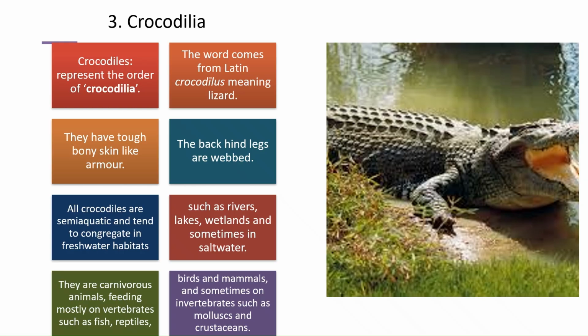Crocodilia. Crocodiles represent the order of Crocodilia. The word comes from Latin crocodilus, meaning lizard. They have tough, bony skin like armor. The back hind legs are webbed.